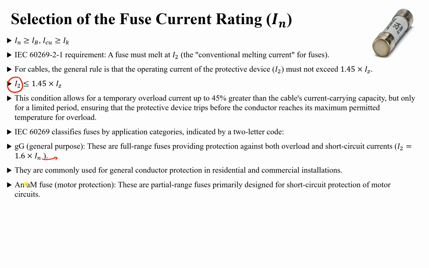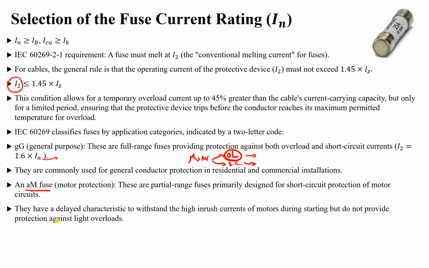The second one, aM, is motor protection. These are used for short circuit protection only, because we said before that a motor needs overload protection and short circuit protection. Short circuit by a breaker or by a fuse, like here, the aM fuse. Overload by the overload protection or overload relay. So they have delayed characteristics. Why? Because they have to withstand the high inrush currents of motors during starting, because we don't want this one to melt during start. This is what makes it different from the conventional general purpose.